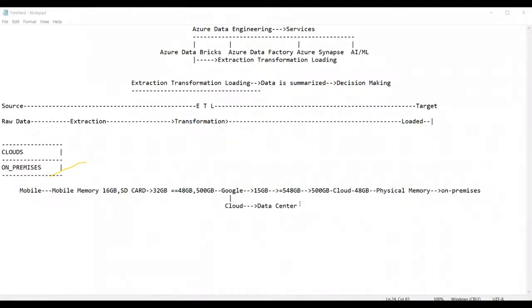Thank you. So now, guys, in the same way, here you have cloud and on-premises. Cloud means storing the data on Google Drive, which is a cloud environment. And on-premises is storing the data in your mobile phone's physical memory. Mobile phone memory is called what? On-premises. Am I right, guys?